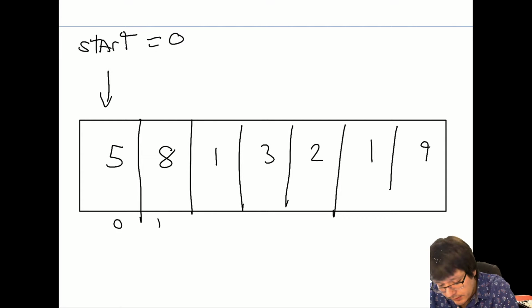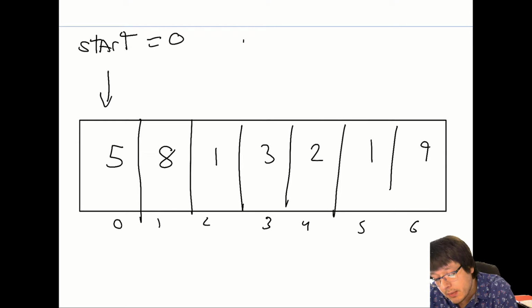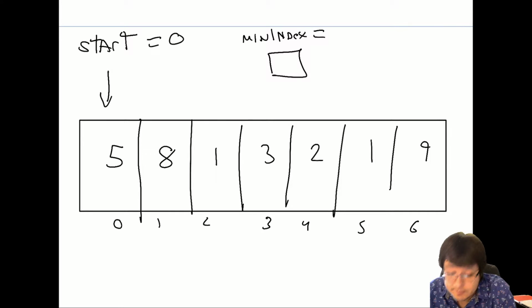Okay, here, let me write the indices for these: 2, 3, 4, 5, 6. Okay, so now we're still going to have our minimum index, an integer that's going to keep track of the smallest number that we've seen so far. But you'll see what happens here.